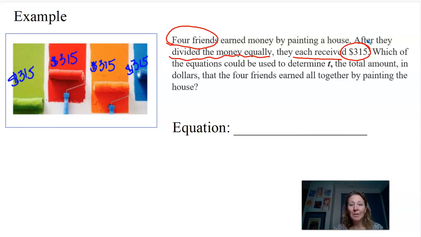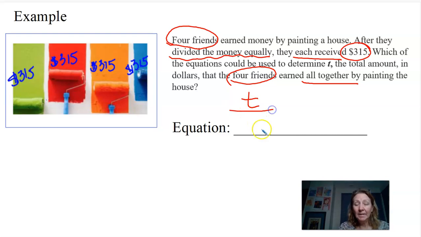Okay, so we're trying to find the total amount that the 4 friends earned. Ooh, this is important, right? 4 friends earned all together. There's my math word. So all together, okay, well, obviously, it seems like I could add 315 plus 315. I don't want to do that. Let's come up with an equation that uses the variable that they gave me. T is the total amount. So if I take the total amount that they all earned, since it's already defined, and I divide it by 4 friends, I get the fact that they each get $315.